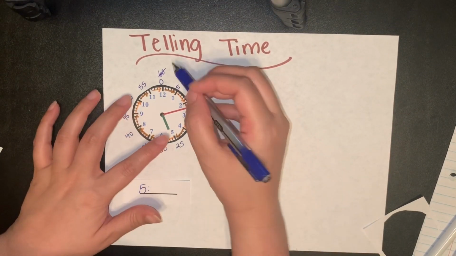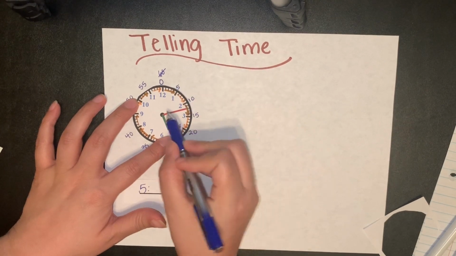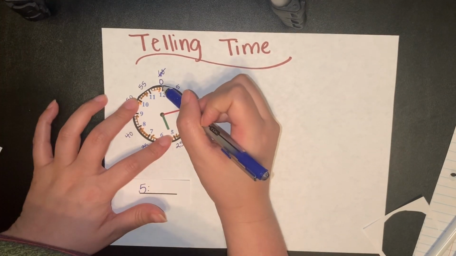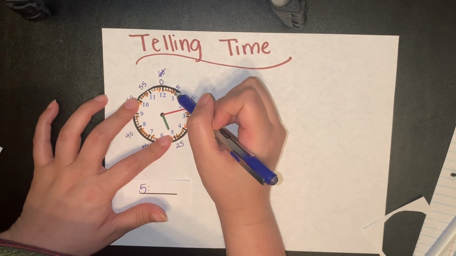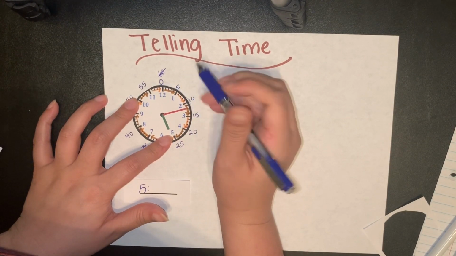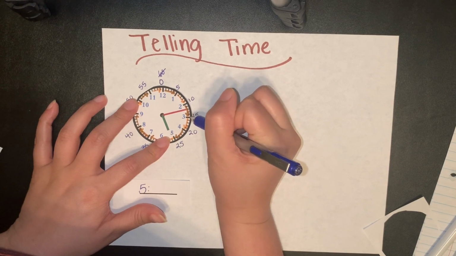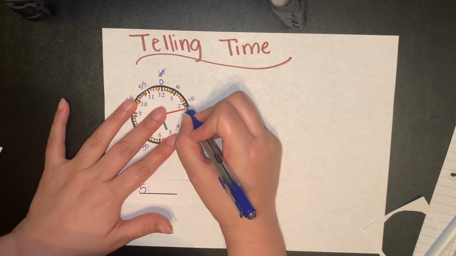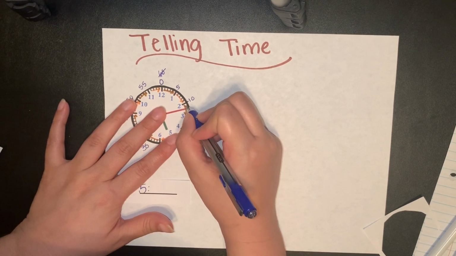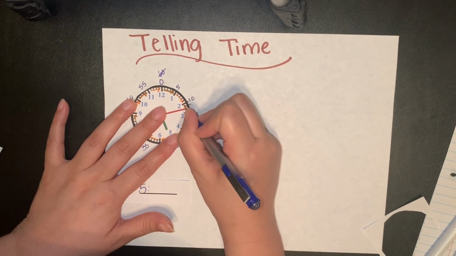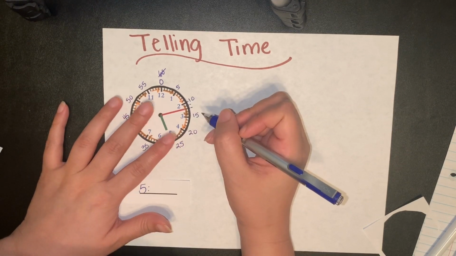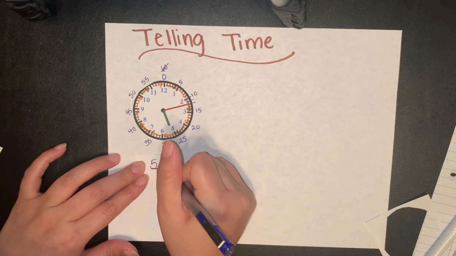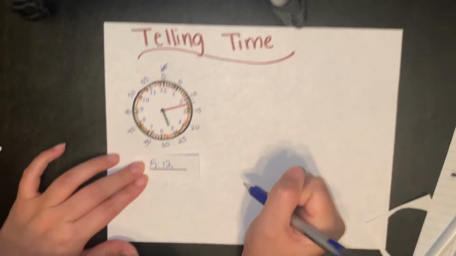If we take a look at it, our minute hand is the long hand again. So we start here, 5, 10. It doesn't quite make it to 15 yet, so we're going to count by ones. So this is 10, this has to be 11, 12. So our time, we would say, is 5:12.